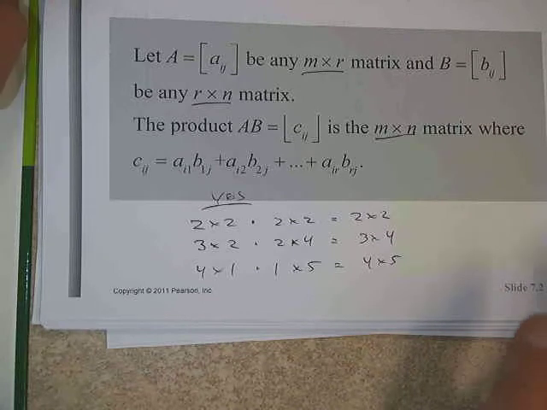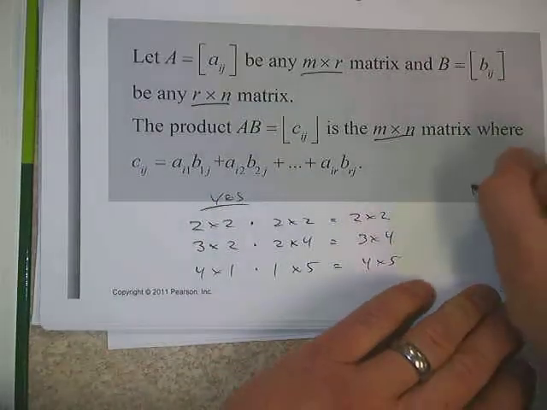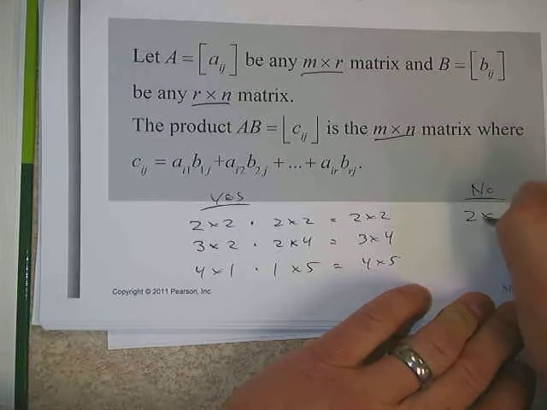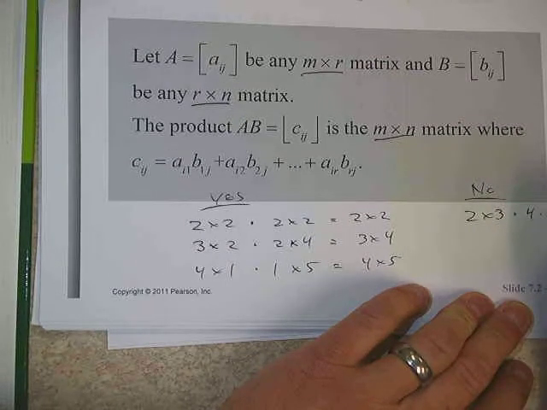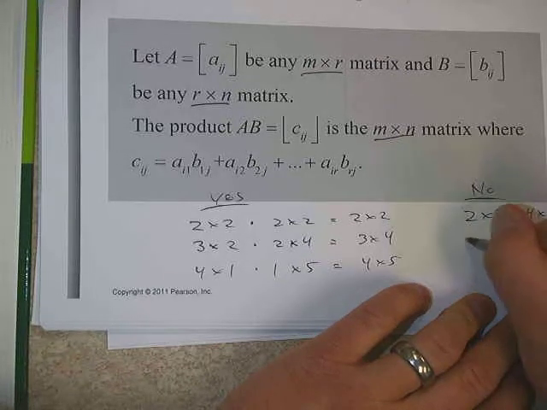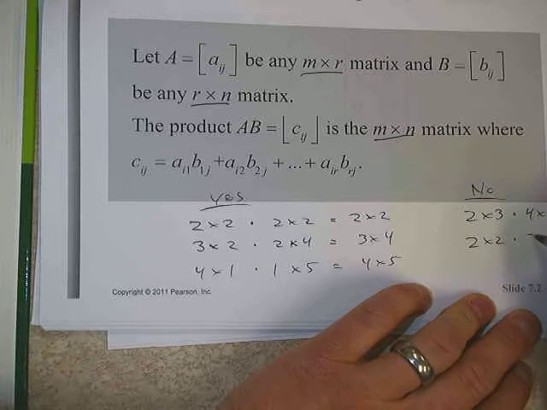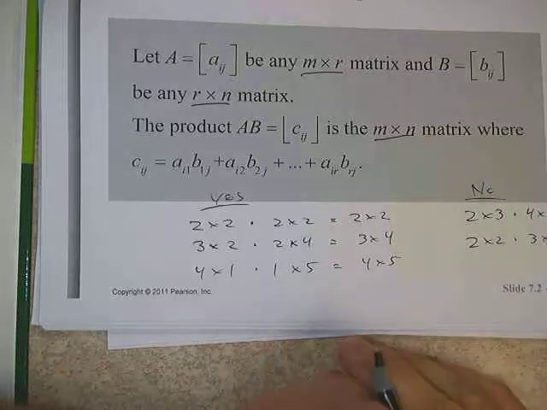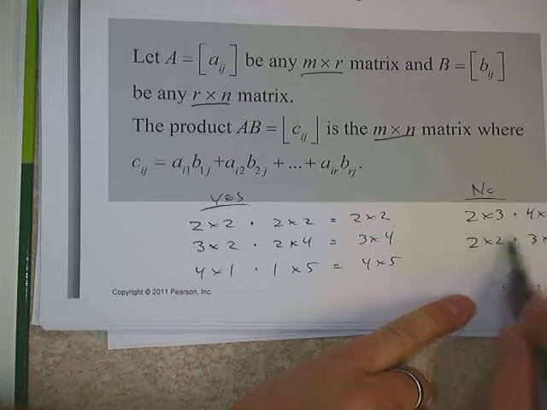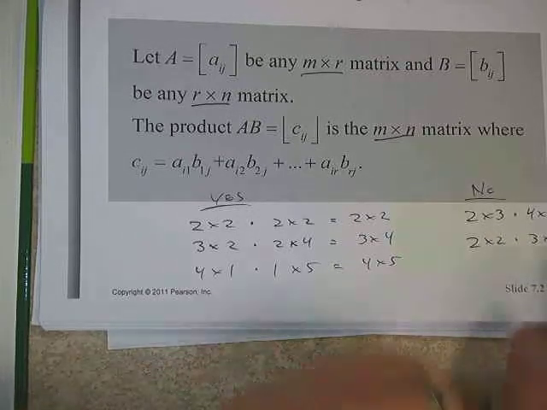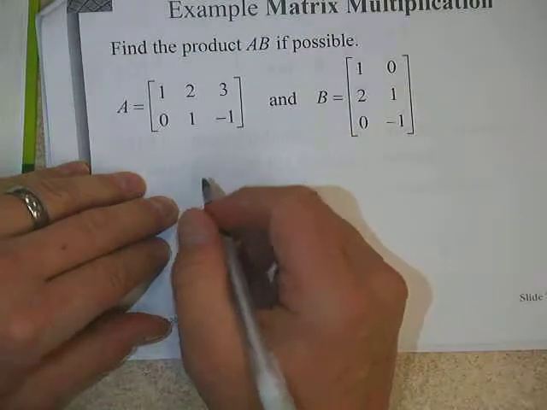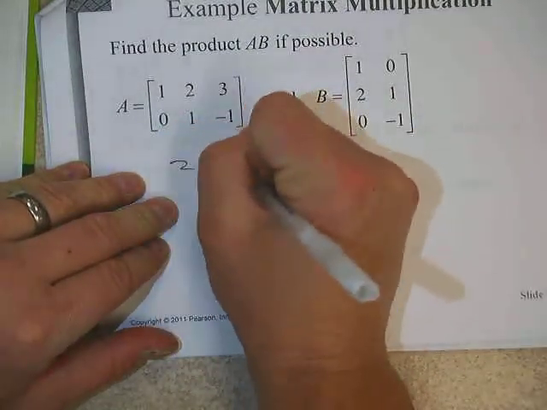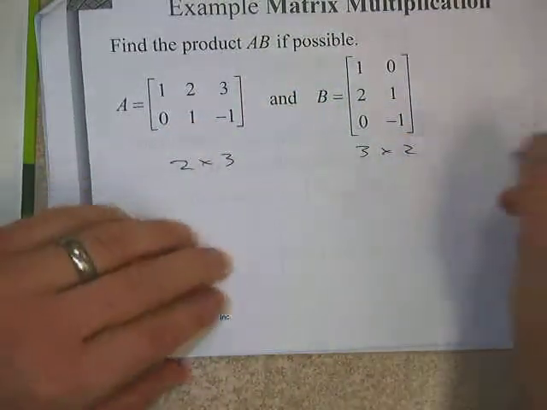Now, here's a good question at this point. Based on what I've said, is multiplication going to be commutative? If I turn these two around, wouldn't the 4 and the 3 be in the middle? And they wouldn't be the same, would they? So no, multiplication is not commutative. So here's some no examples. If I try to do a 2 by 3 times a 4 by 1, I can't do it. If I try to do a 2 by 2 times a 3 by 2, I can't do it. Again, why? Because the inside dimensions are not equal.